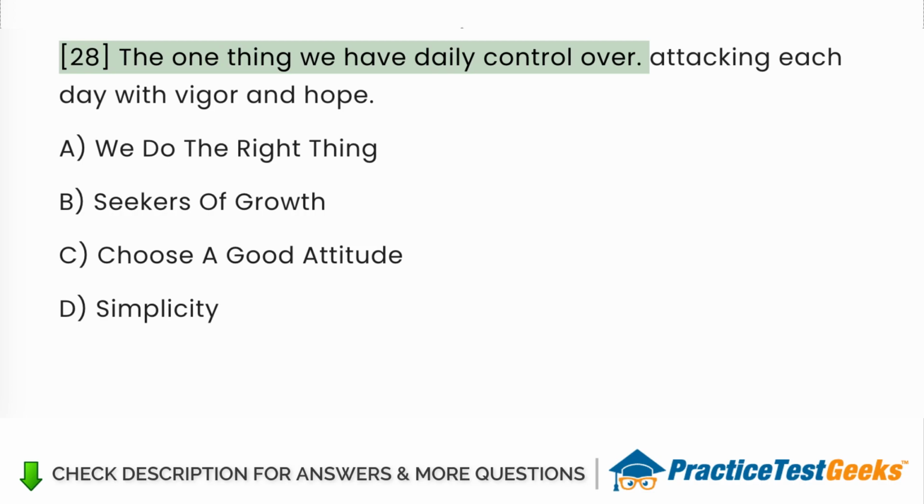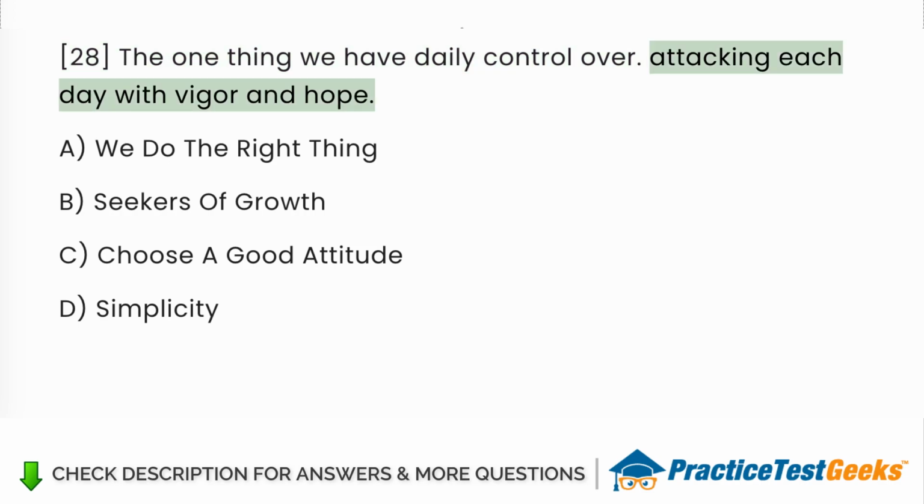The one thing we have daily control over. Attacking each day with vigor and hope. A. We do the right thing. B. Seekers of growth. C. Choose a good attitude. D. Simplicity.